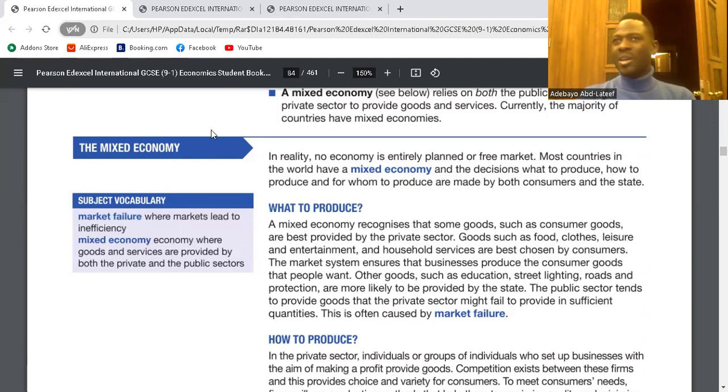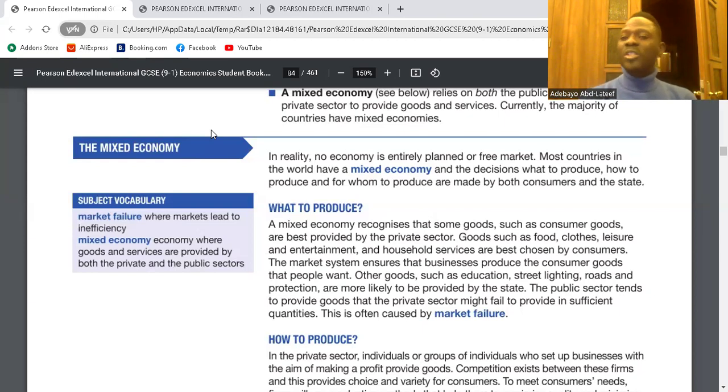So in reality, no economy is entirely planned or free. Maybe we have North Korea, which is a planned system. Maybe Cuba, I think Cuba is going to become mixed now. So there is no strictly planned economy, and there is no strictly market economy. There's no economy that is either planned or free. It's in between.